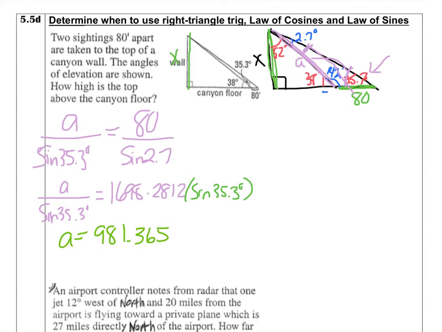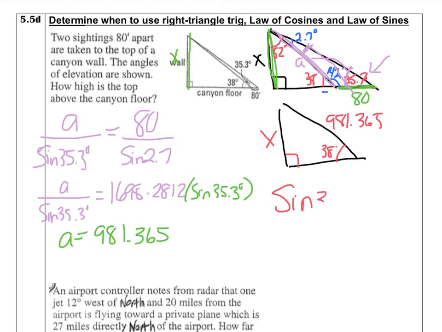So I just discovered that I know this side length here. Let me just redraw this triangle for you down here so we can see it better. So here's what we have. I need to find this side. If I look at 38 degrees, this is opposite and this is hypotenuse. So let's just go ahead and finish this off.